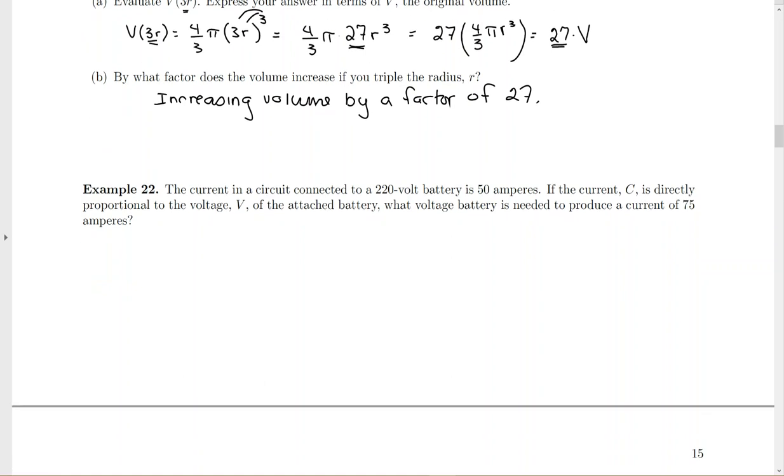This next example goes back to, again, setting up your basic equation. If current C is directly proportional to voltage V, all right, now we got to go back and find K, and they gave us the information up here at the very start with this sentence. It's connected to a 220 volt battery, so that's my V. And it's 50 amps, that's my current. So divide by 220.